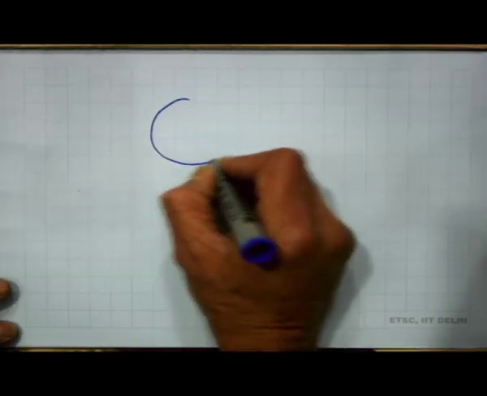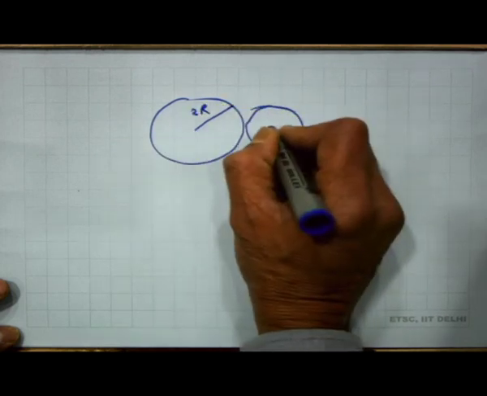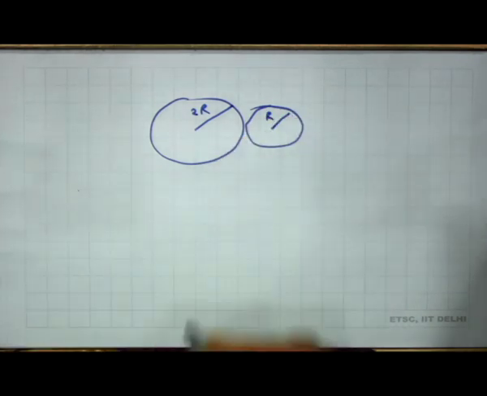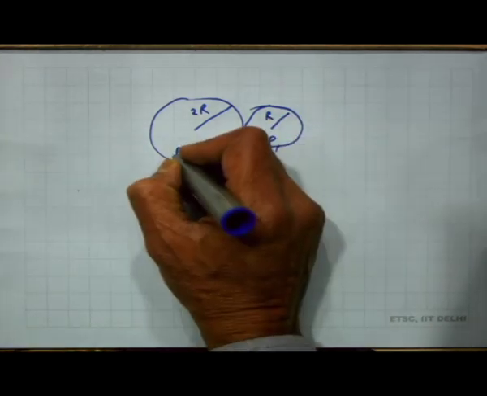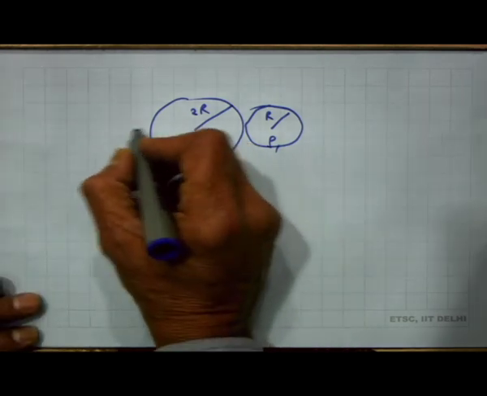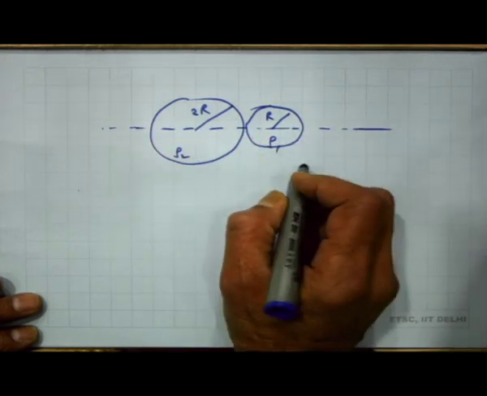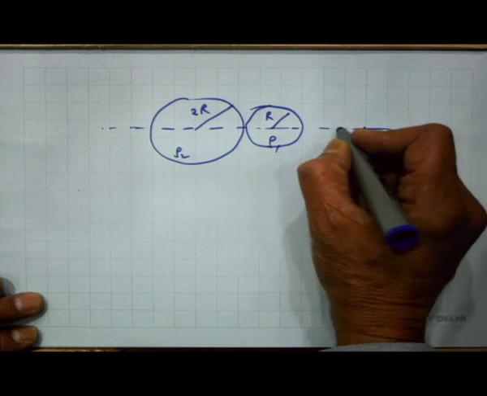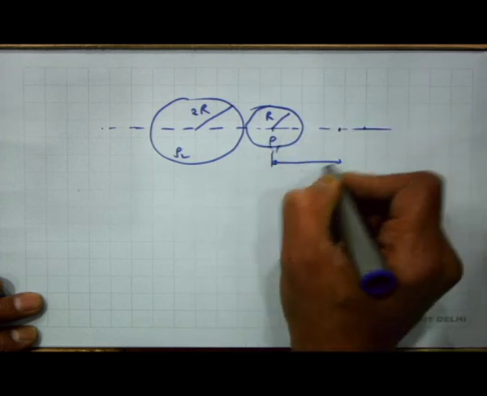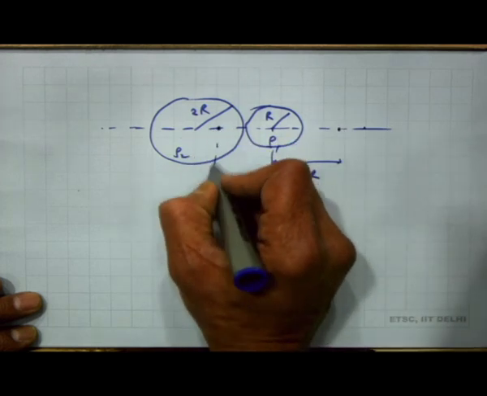Okay, so let me draw the figure. So, you have a bigger sphere and a smaller sphere. This is radius 2r, this is radius r. So, it is given. So, rho 1 is the charge density here, rho 2 is charge density here. So, it is given that at a distance 2r from the center of the smaller sphere, the electric field happens to be 0, on the line joining the two centers. So, let me draw the line joining the centers. So, there is one point which is at a distance 2r from here. So, this distance is 2r, and there is another point here which is also at a distance 2r from here.